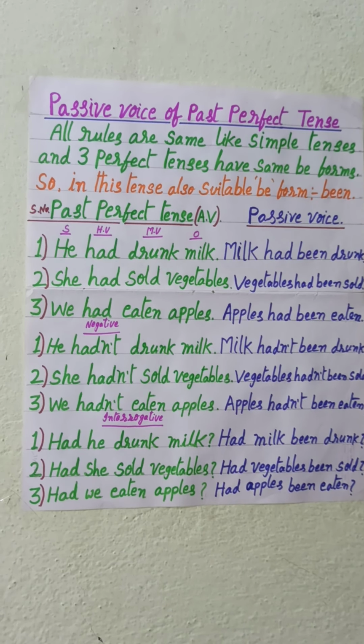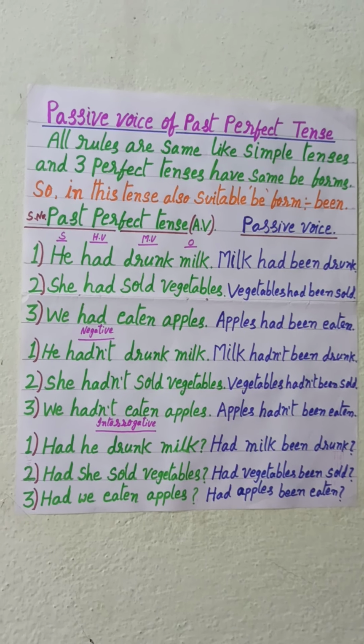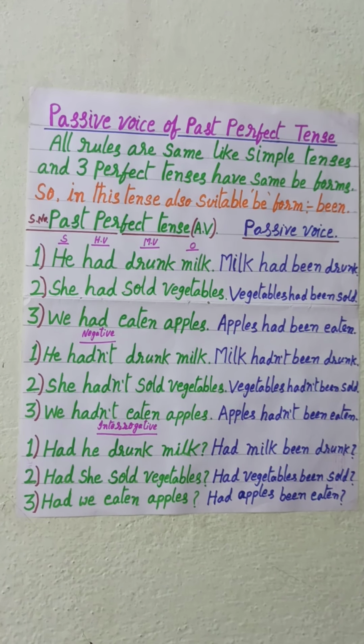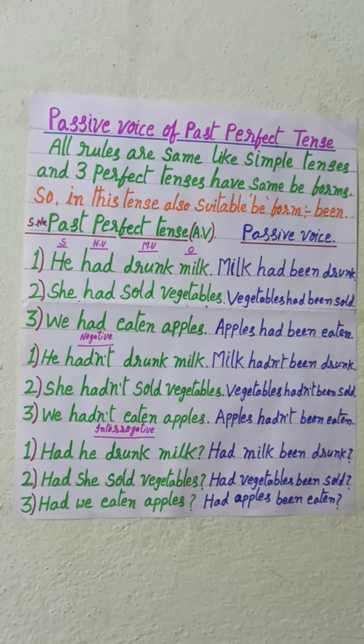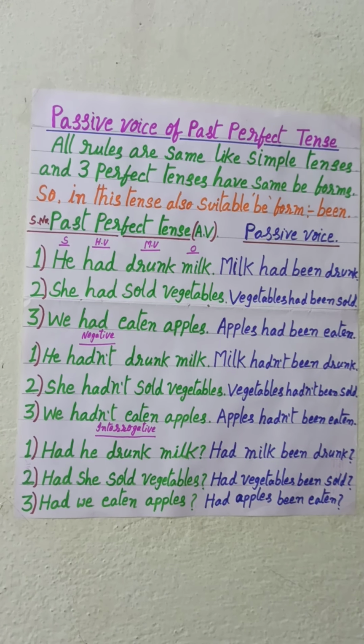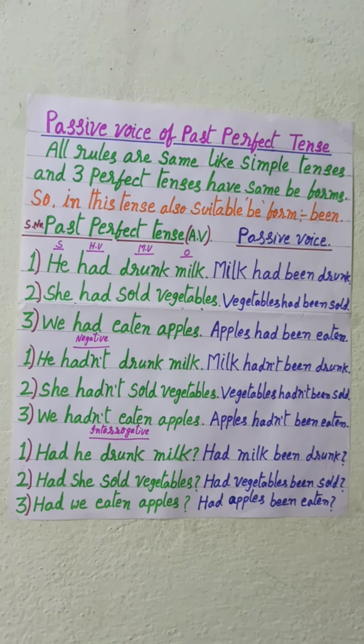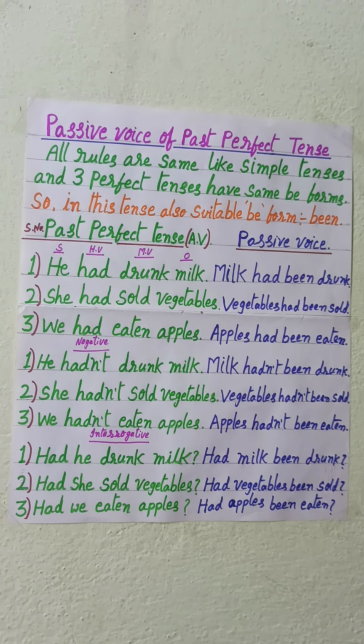Second sentence, she hadn't sold vegetables. In the passive voice, vegetables hadn't been sold. The third sentence, we hadn't eaten apples. In the passive voice, apples hadn't been eaten.